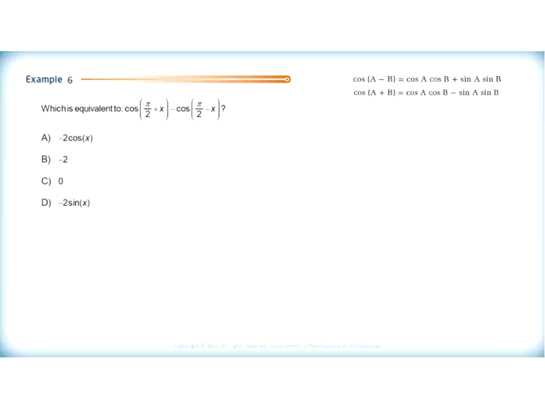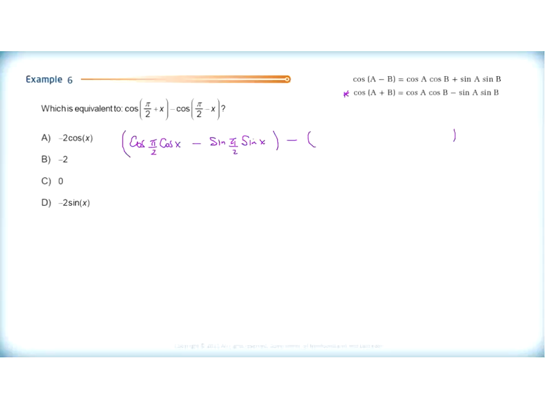Let's do this. Cosine of a plus b is the cosine of a, so we're going to write that as the cosine of pi over 2 times the cosine of b, which is the cosine of x. Subtract the sine of a, which is the sine of pi over 2, times the sine of b, which is the sine of x. So I have this, subtract, very important that I put these brackets in, the cosine of pi over 2 subtract x.